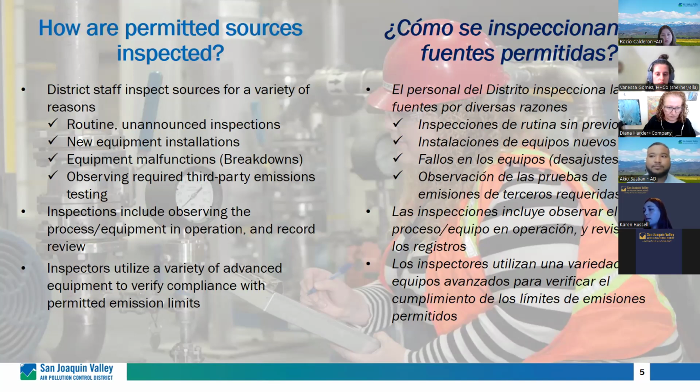We're also on site to witness third-party emissions testing for equipment like boilers or engines. And because inspections are unannounced, we're able to observe equipment operating as it typically does and ask questions about the facility's process and review their records from the previous year or previous years. We also take equipment into the field with us to verify compliance with permitted emission limits. This equipment can include toxic vapor analyzers, stack emission analyzers, and thermal imaging cameras.